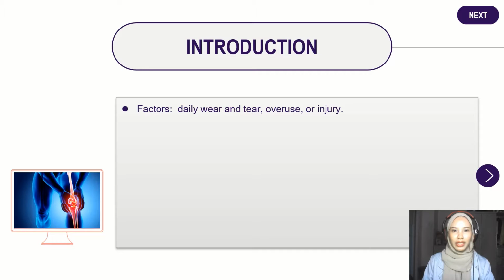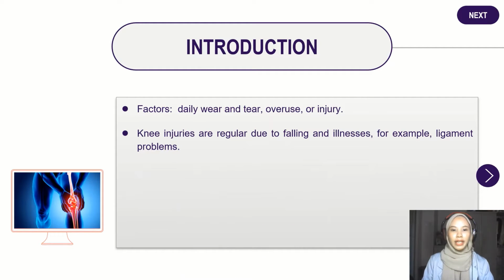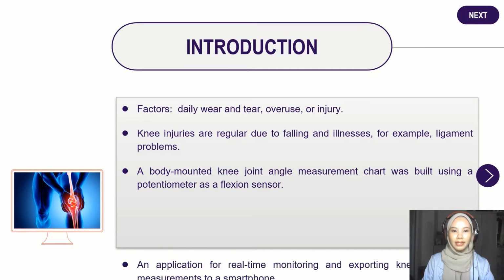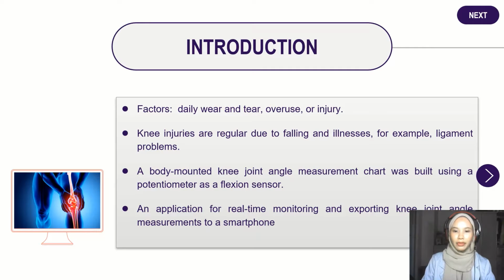Physical activity usually does not cause problems, but surprisingly, daily wear and tear, overuse, or injury can cause symptoms. Knee injuries are common due to falling and illness, for example, ligament problems. While doing the rehabilitation, the physiotherapist does not know how much the patient can flex their injured knee. So a body-mounted knee joint angle measurement system was built using a potentiometer as a flexion sensor. An application for real-time monitoring and exporting knee joint angle measurements to a smartphone. The knee health system may examine a patient's range of joint motion of the knee.